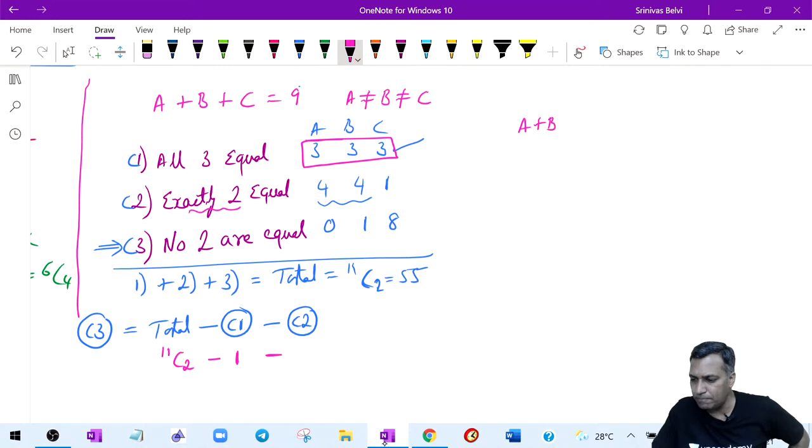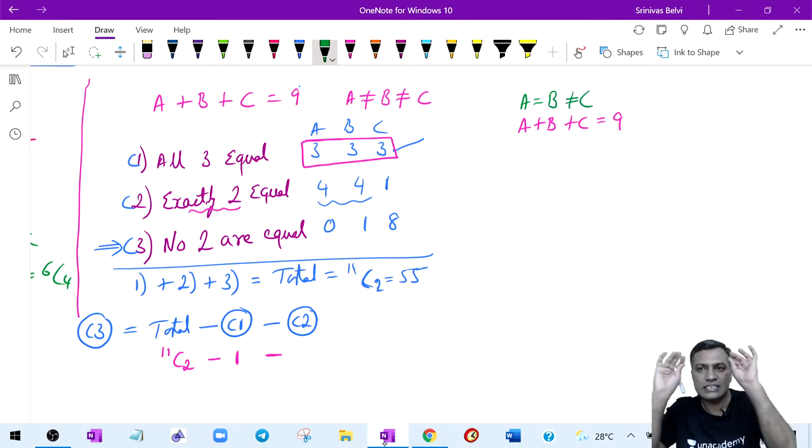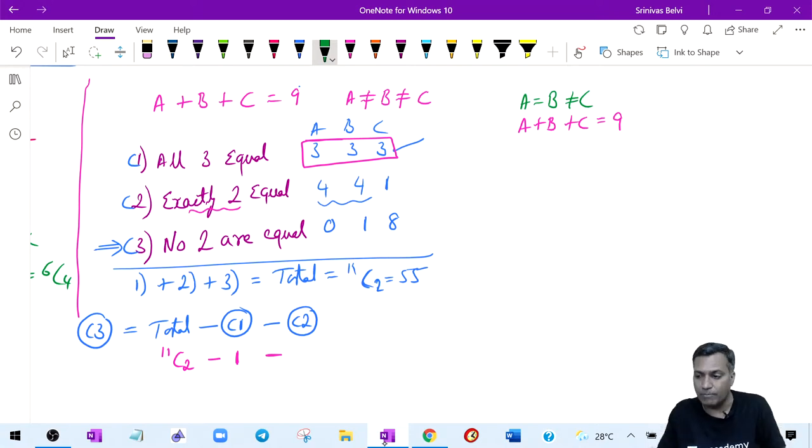A plus B plus C is equal to 9. Exactly 2 of them get the equal number of marbles. That's the question we are talking about. For the time being, let's assume that A and B get the equal number of marbles, but C does not. Assume it's a pattern. I'm trying to develop a pattern saying that A and B get the equal number of marbles, but not C. What is that equal?